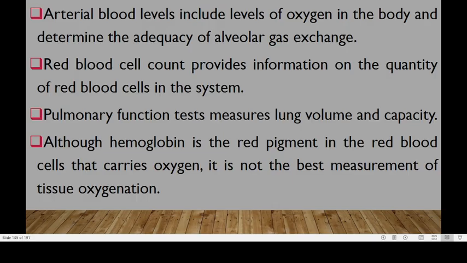Red blood cell count provides information on the quantity of red blood cells in the system. Pulmonary function test measures lung volume and capacity. So although hemoglobin is the red pigment in red blood cells that carries oxygen, it is not the best measurement of tissue perfusion.